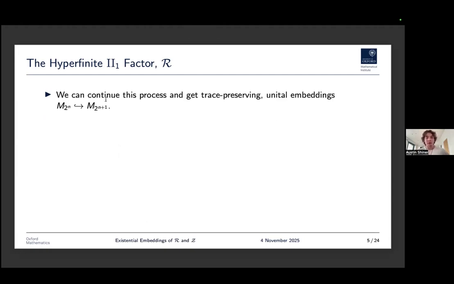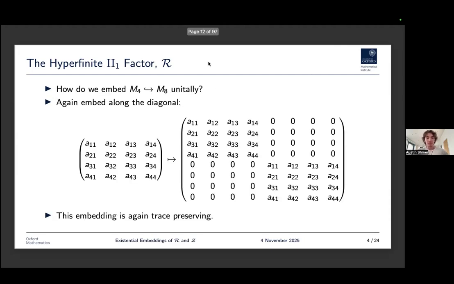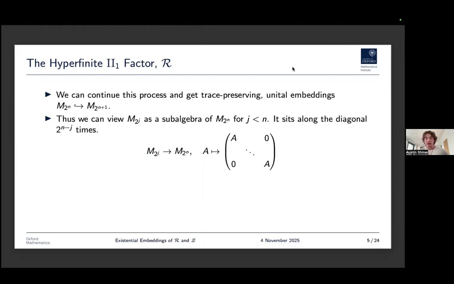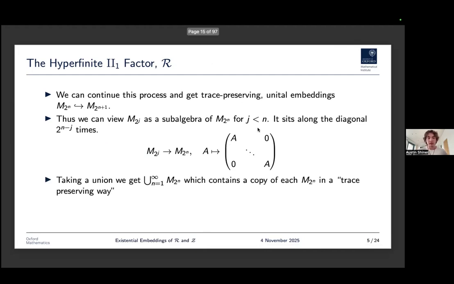So we can continue this process forever, and we get trace preserving unital embeddings of M_{2^n} inside M_{2^(n+1)}, just as before, by placing it along the diagonal twice. So we can view M_{2^j} as a subalgebra of M_{2^n} for any j less than n, where M_{2^j} sits inside M_{2^n}, well, 2^(n-j) times along the diagonal. If we take a union of all the matrix algebras, this will contain a copy of each M_{2^n} in some trace-preserving way.